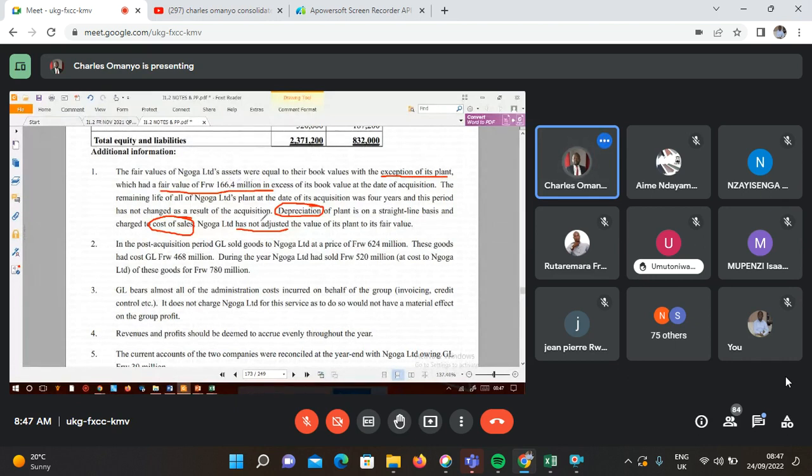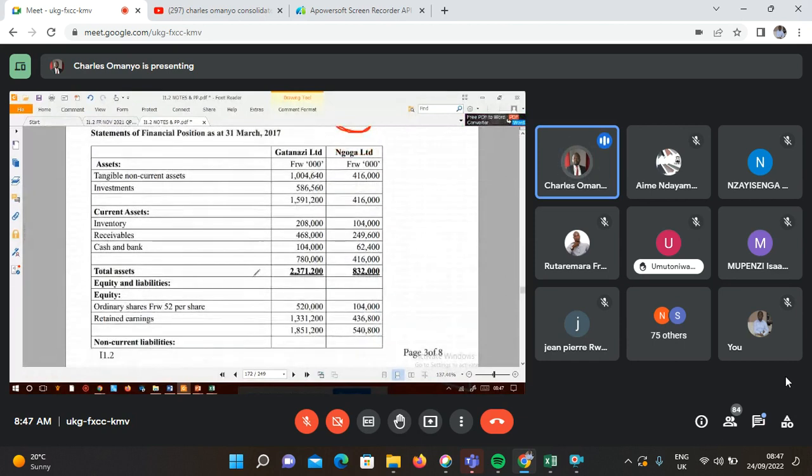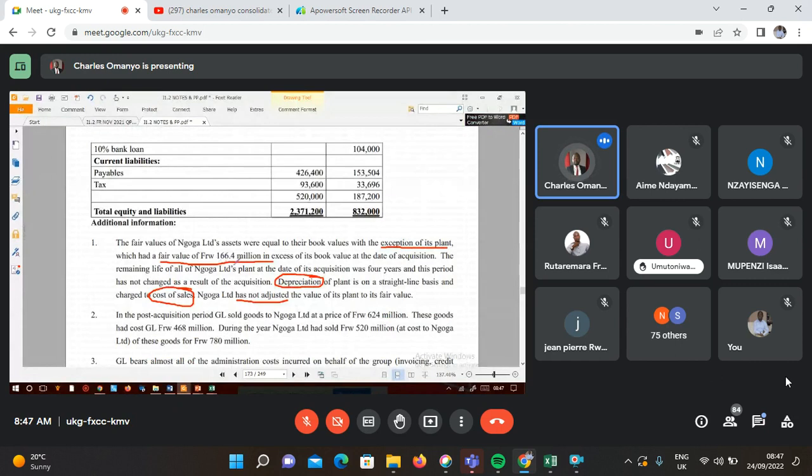Higher by 166.4 million. Do we have plant in the balance sheet? No, everything has been summed up together. Plant is part of non-current assets, which means the non-current assets shown in the balance sheet had a value which was less by 166.4 million, because when we valued the plant, the value was 166.4 million higher. In other words, the plant value in the balance sheet was understated. The value should increase by 166.4 million.